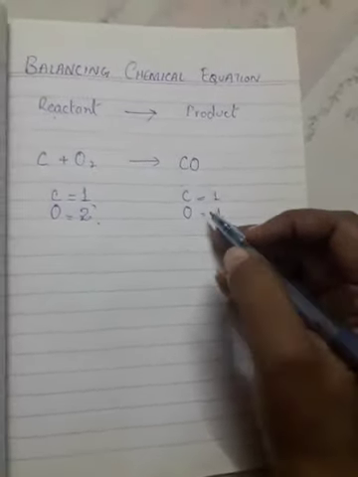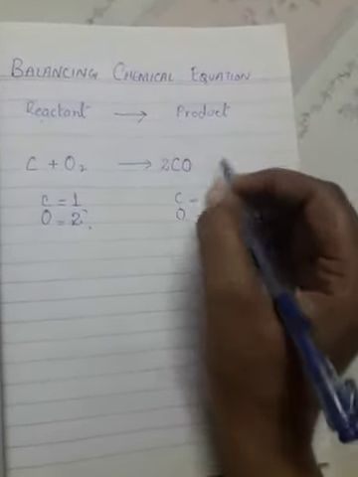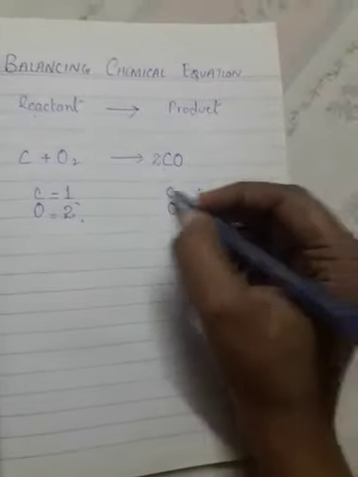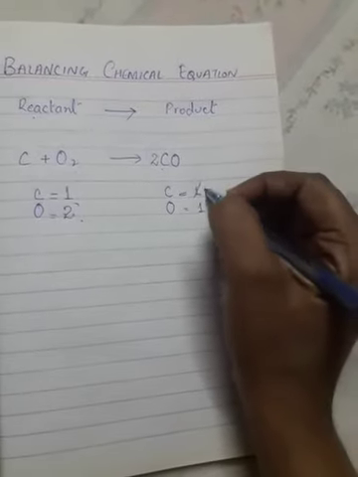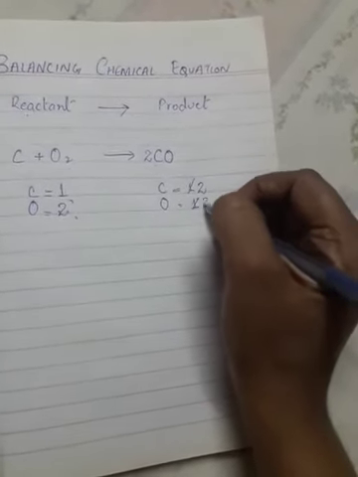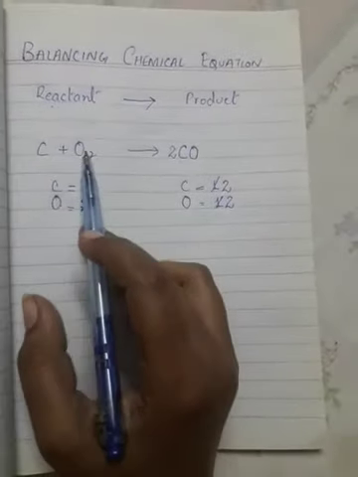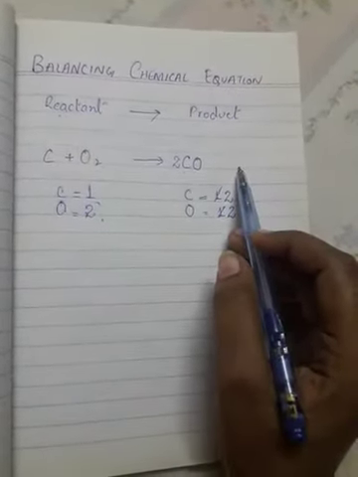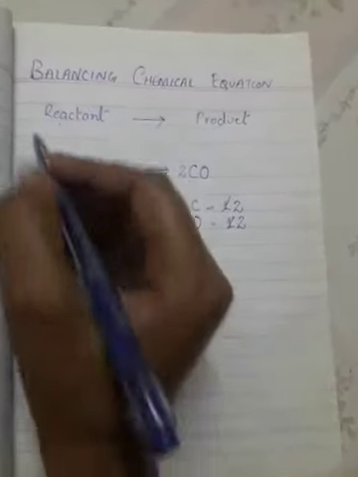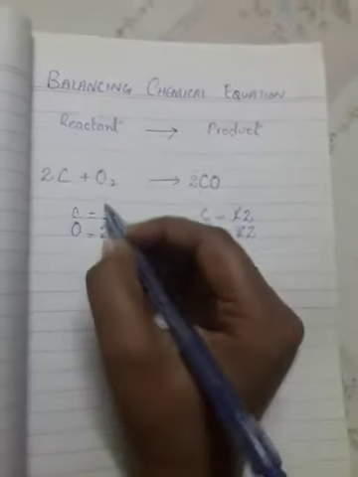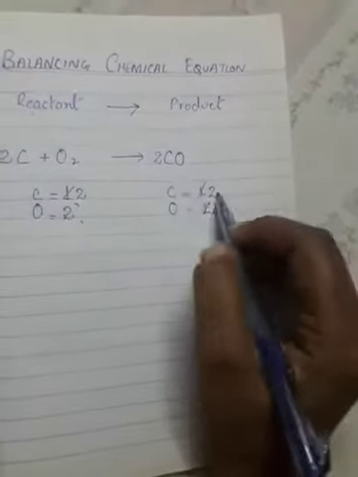For this purpose, we will write here 2. After writing this, the quantity of elements is again changed. For example, the quantity of carbon here is 2 and oxygen is also 2. Now, oxygen is balanced at both sides, at the reactant as well as product side, but carbon is not balanced. For this purpose, we will write here a 2. In this way, the carbon here is also 2, oxygen is 2, carbon is 2 and oxygen 2.